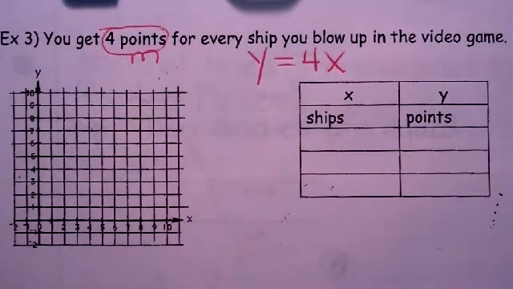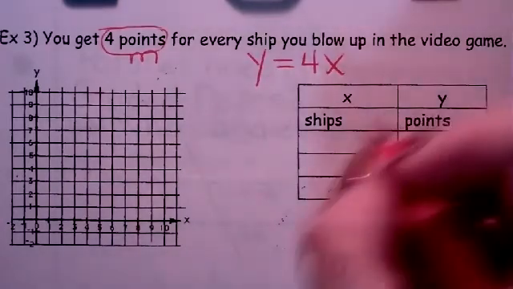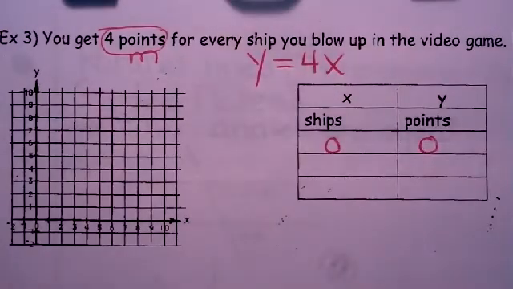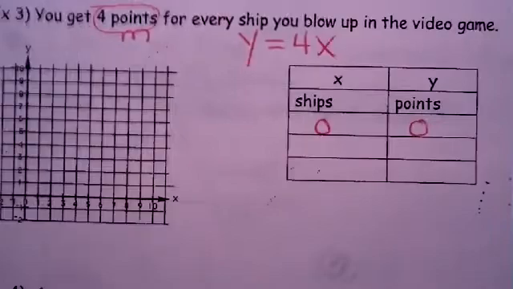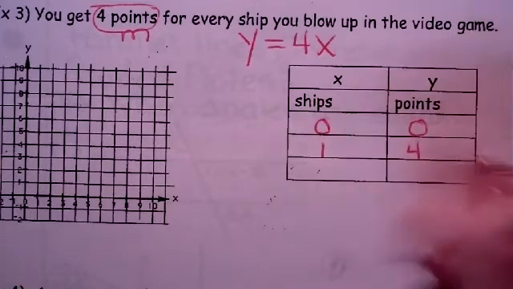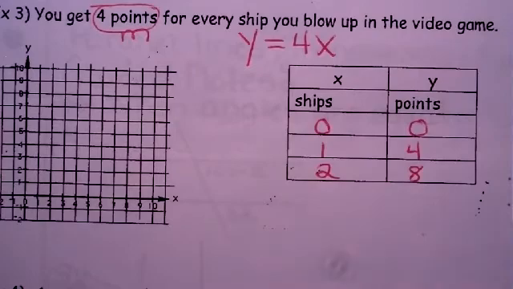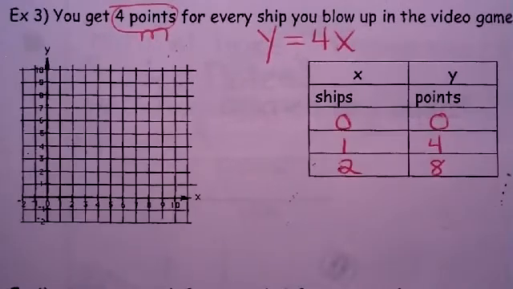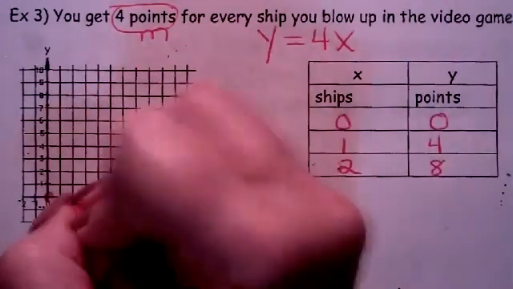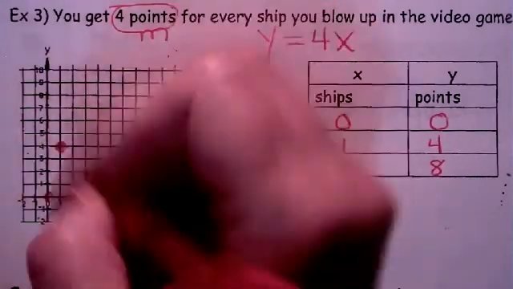Got me? Now let's fill in the table values. What's our first point we can always use? Oh yeah, 0, 0. If I don't blow up any ships, I don't get any points. What happens if I blow up 1 ship? I'm going to have 4 points. What if I blow up 2 ships? How many points will I have? Oh, I'm going to have 8, right? Now, let's fill this in. 0, 0. 1, 4, 2, 8.